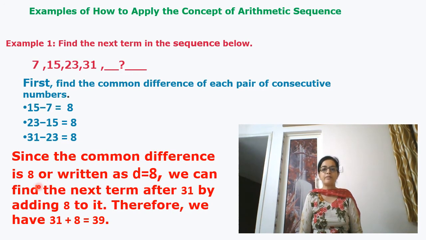So here the common difference is 8. And what is the symbol for writing common difference? It is D. So D is equal to 8. Now in order to find the next term in the sequence, you have to add this common difference 8 to the last term present in the sequence. The last term provided is 31. Add 8 to this term and you will get the consequent term. So on adding 8 to 31, we get 39, which is the fifth term in this sequence.